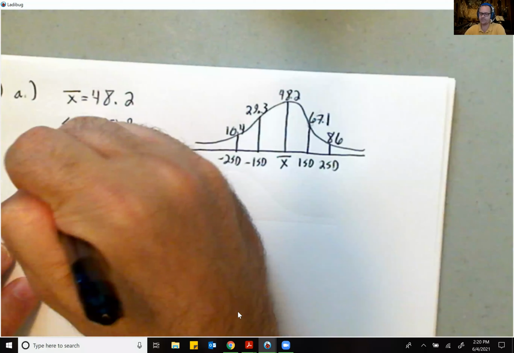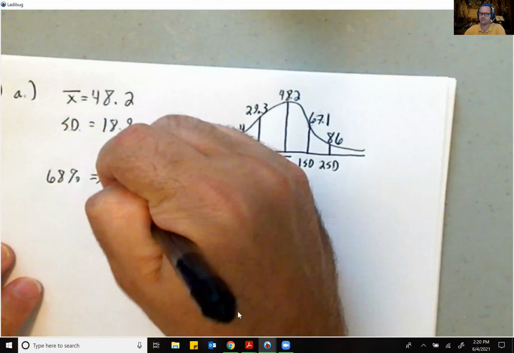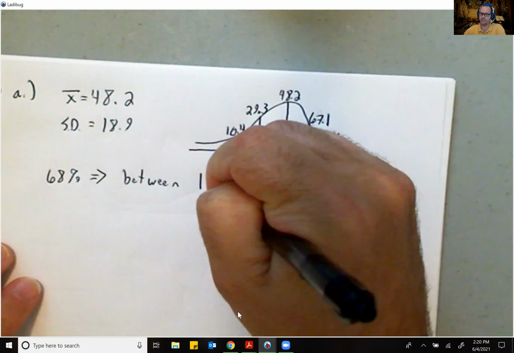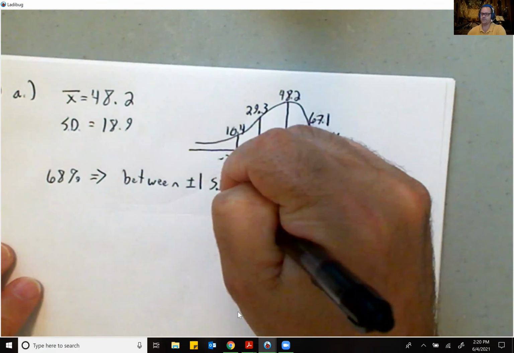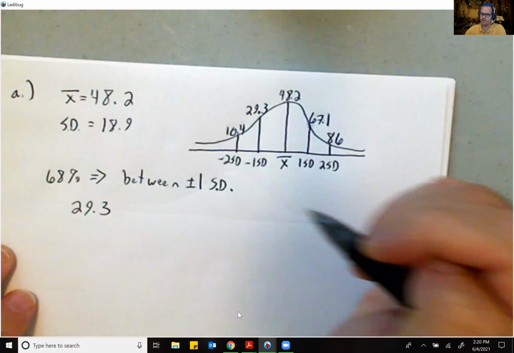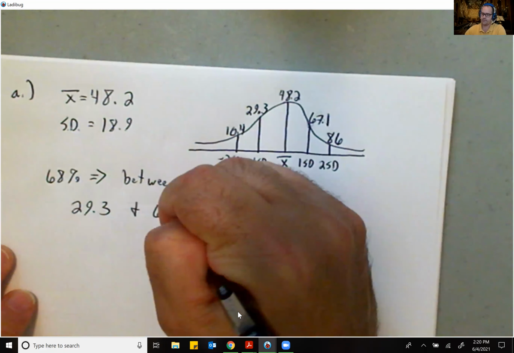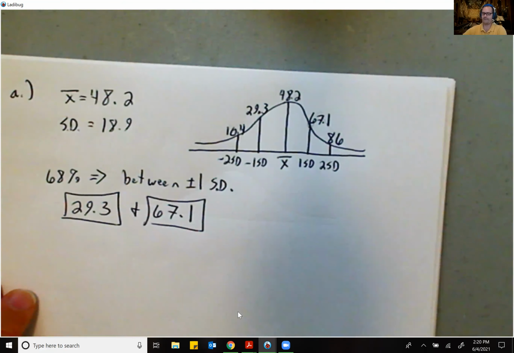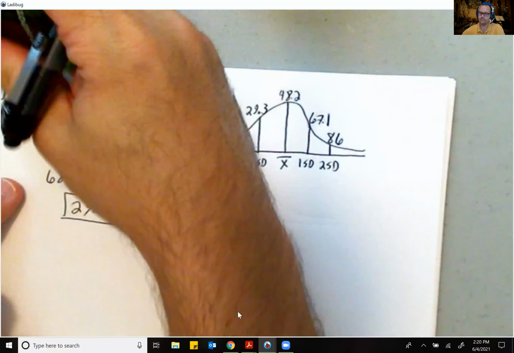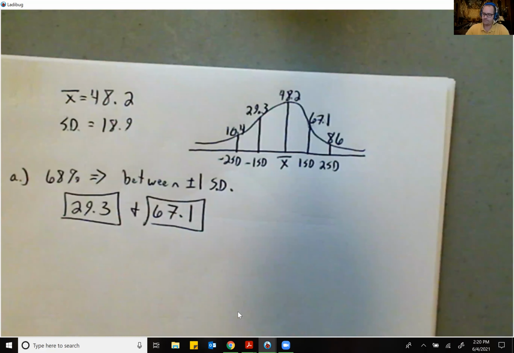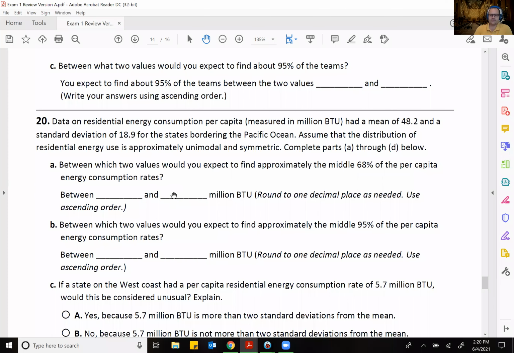So 68% is between 1 standard deviation, plus or minus, above or below. So that is, as Ruben said, 29.3 and 67.1. So those are what go in our blanks. That's part A. Let me move that down. Part B. So in these blanks, again, 29.3, 67.1.